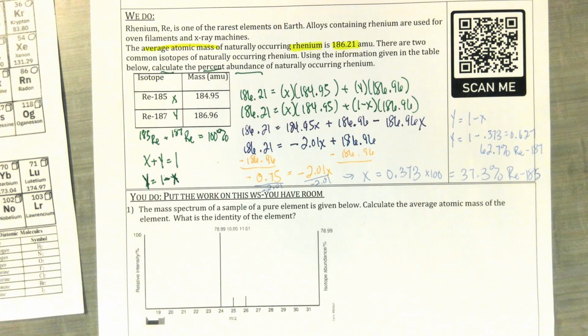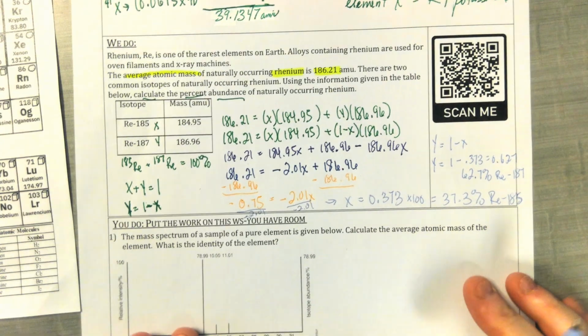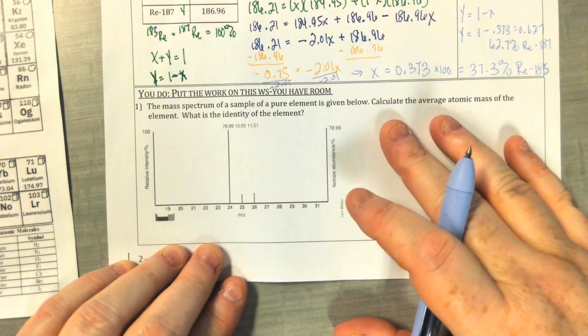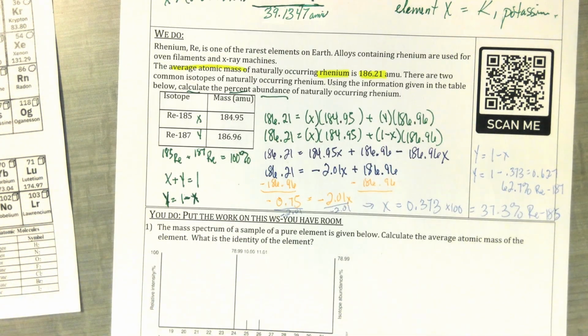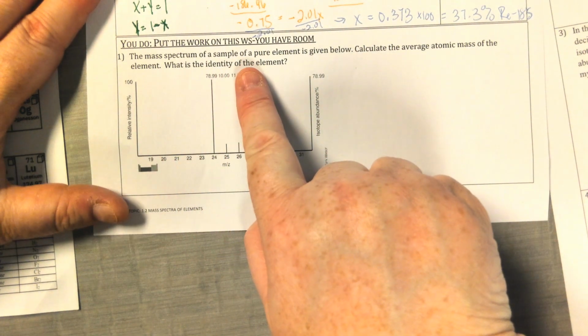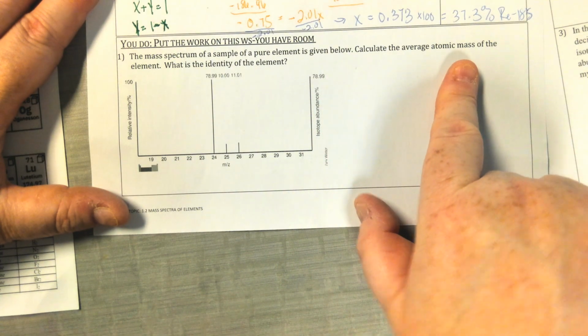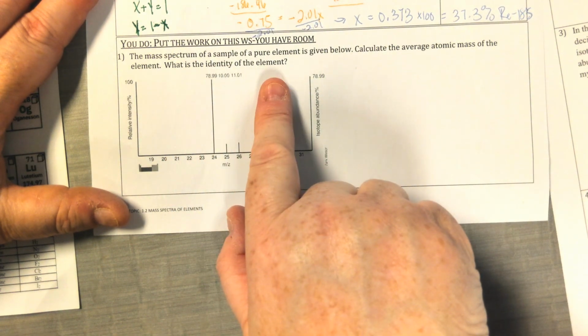All right, so you're going to use the I do practice and the we do practice to solve numbers 1 through, I believe, 4. Okay, so number 1, let's go over the questions. You've got the mass spectrum of a sample of a pure element below. Calculate the average mass of the element and identify it.